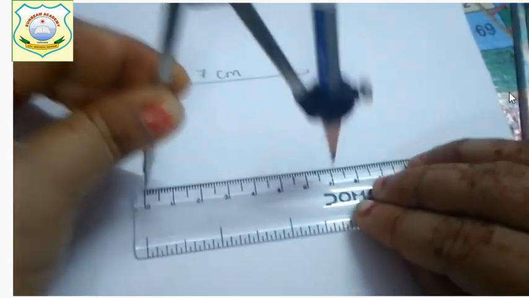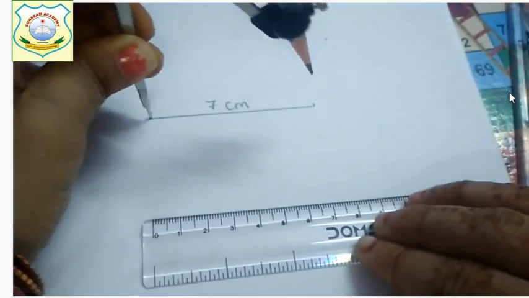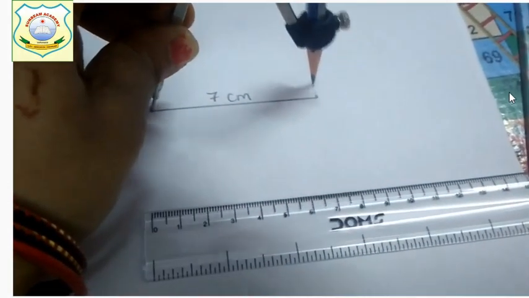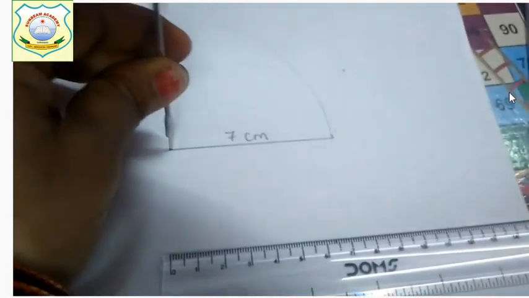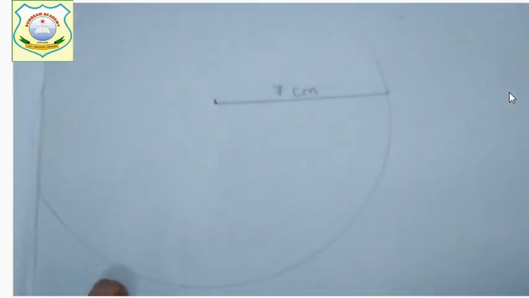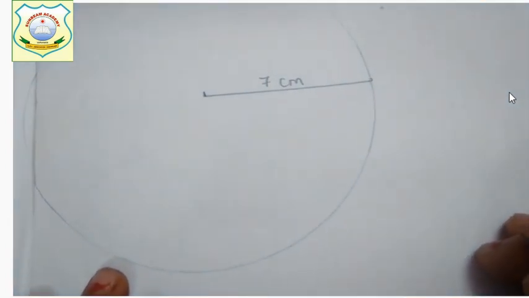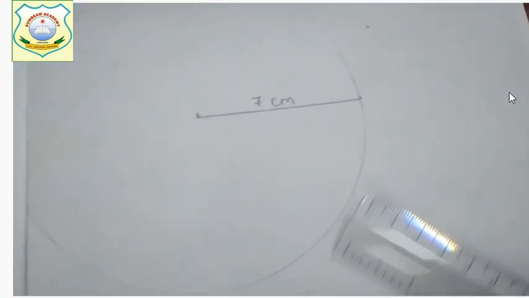This is 7 centimeter. Now you put the needle of the compass and go on rotating it by holding the tip of the compass. Now you can see a circle of 7 centimeter is formed. Okay. This is how you will draw the circle of 7 centimeter. Now come to the next question.